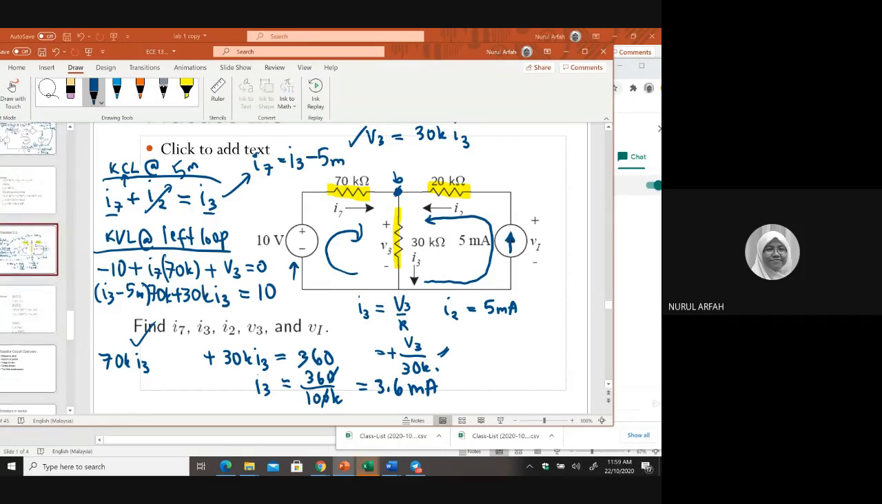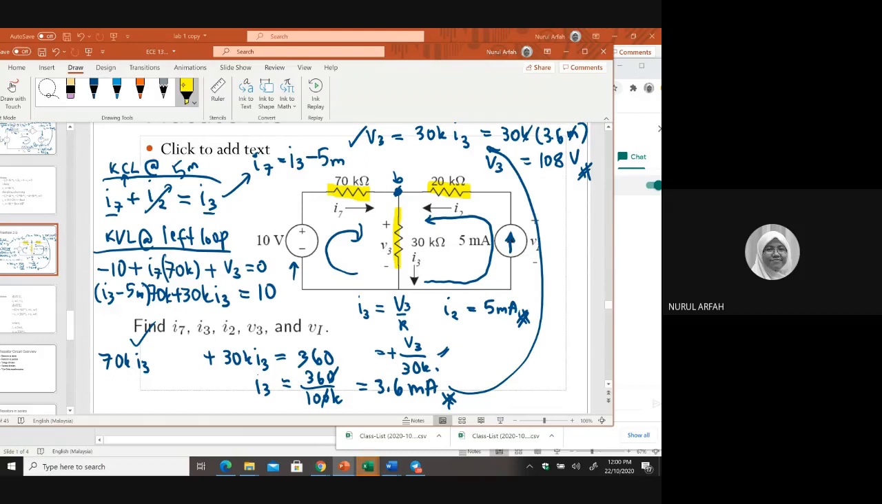Yes. Okay. And then can we substitute into the equation here? Yes. So you put 30K with this I3 and you get 108, right? 108. Milli and kilo you cross, you have a volt because this is V3. Okay, this one is done.